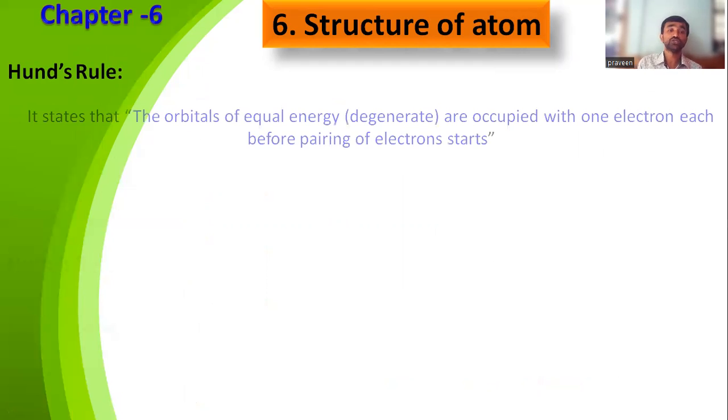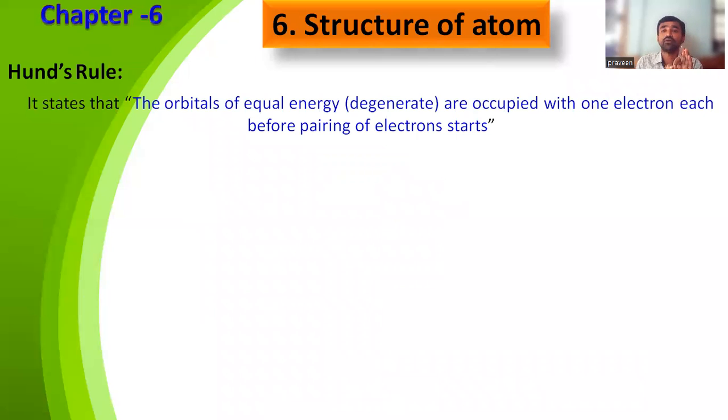So what is Hund's rule? Orbitals with the same energy are called degenerate orbitals. The degenerate orbitals must be filled by one electron with the same spin first, right? Before pairing, before filling 2 electrons into the same degenerate orbital, we must give one electron to each orbital of the same energy level. That is Hund's rule. So before pairing, there must be one electron in each degenerate orbital.